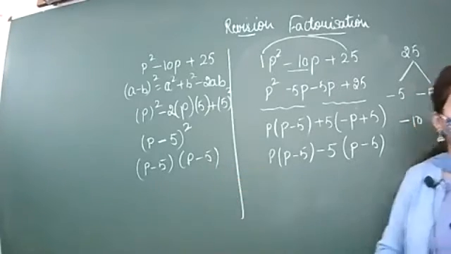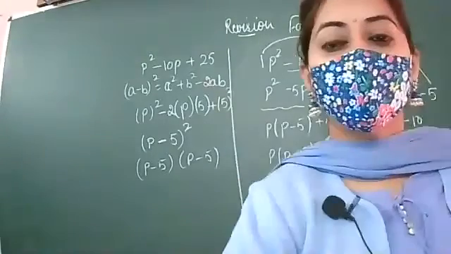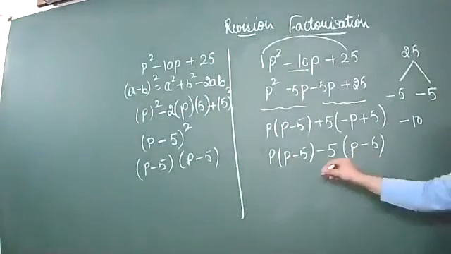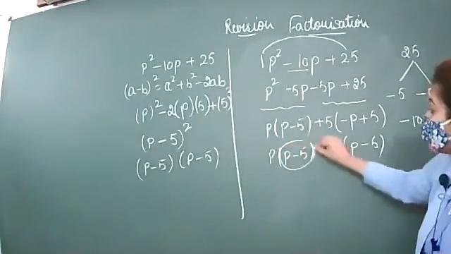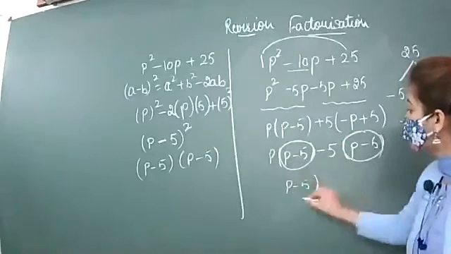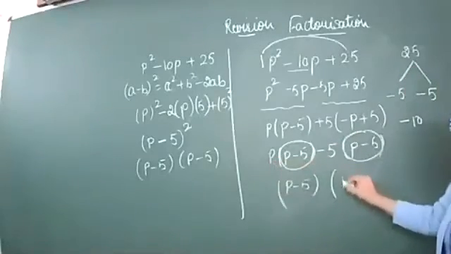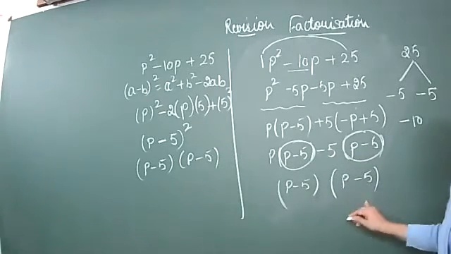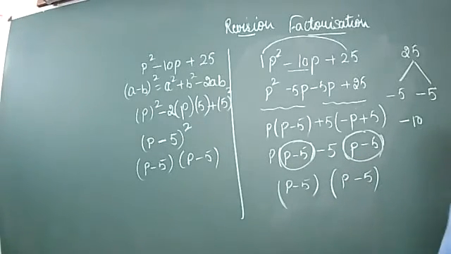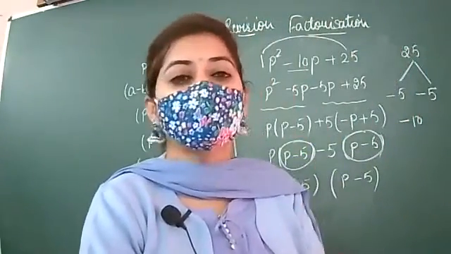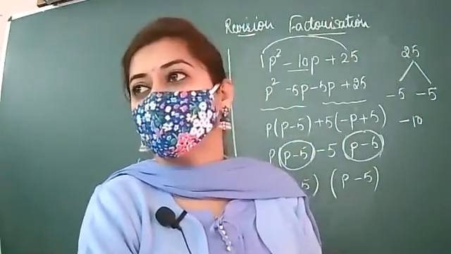Not twice, half marks will be deducted. Actually, you are finding factors, so you have to write it 2 times. In this term, you have p minus 5 common. Take p minus 5 common. From here, you are left with p. From here, you are left with minus 5. So you get 2 factors, p minus 5, p minus 5. Answers of both the methods will be the same, but the ways are different.